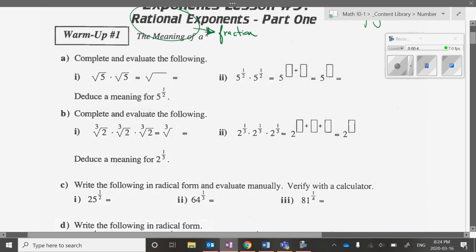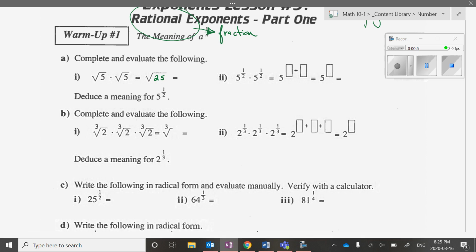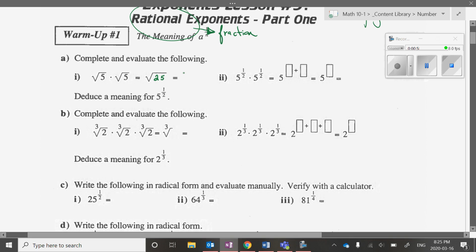Root 5 times root 5 is the same thing as saying root 25. That concept we're actually going to cover in our next unit a little bit further in depth, so trust me on this one for now. Square root of 25 is equal to 5.